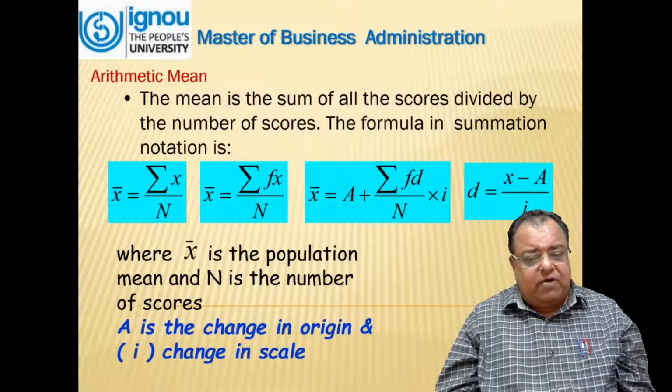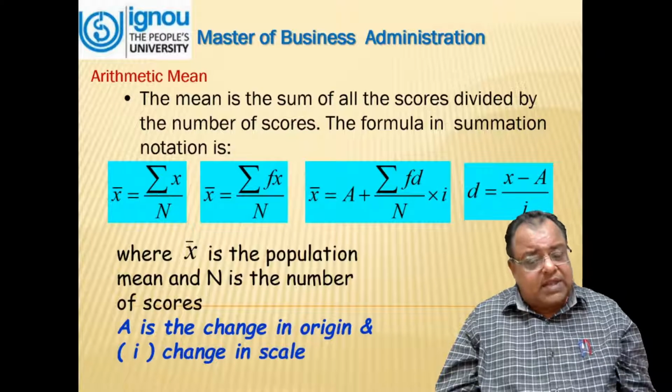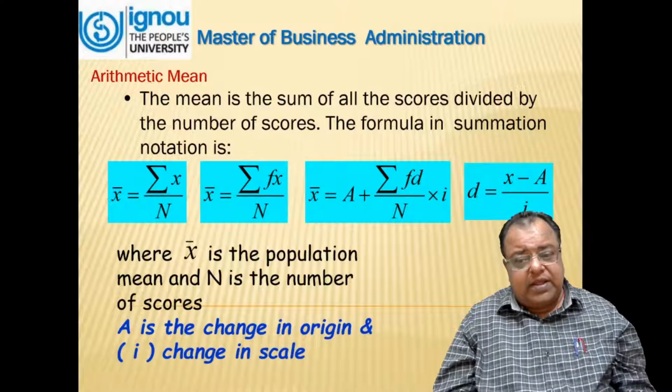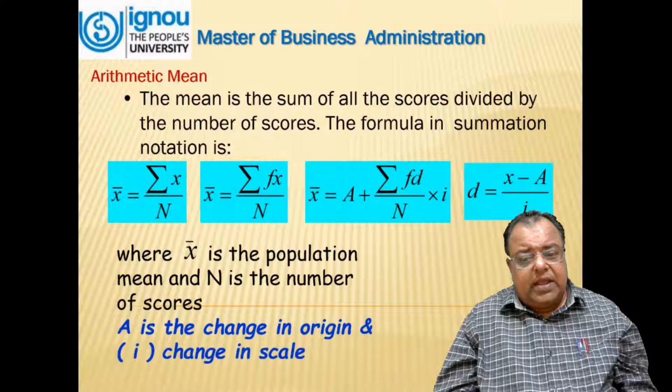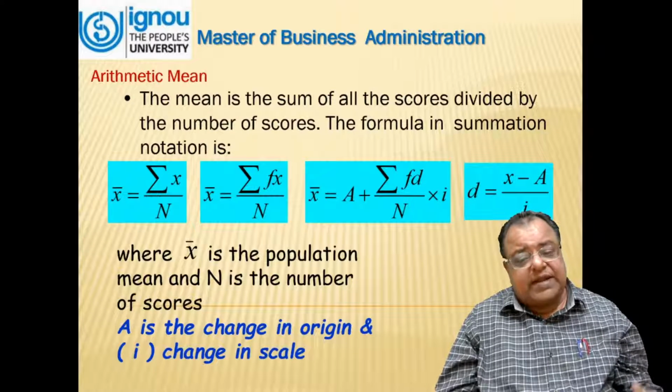There are three formulas, and these formulas are applied according to the nature of the data. Normally, we use the third formula in most of our calculations. That is x bar equal to a plus summation fd upon n into I, where a is normally what we take for calculation purposes, and it is the change in origin, and I is the change in the scale, where x bar is the population mean and n is the number of scores, that is the frequency sum.